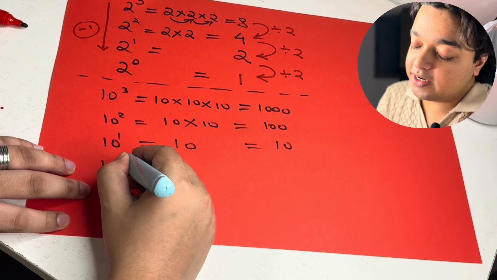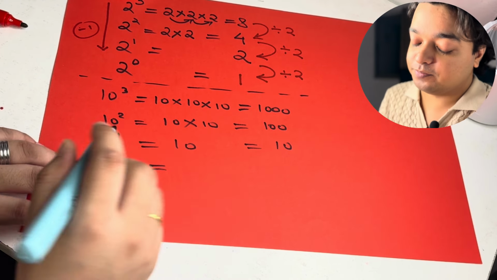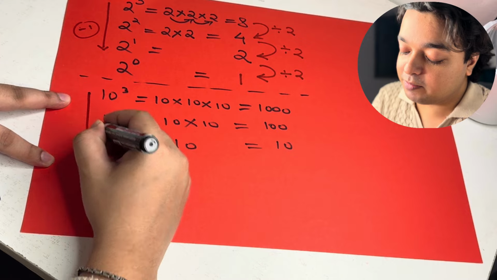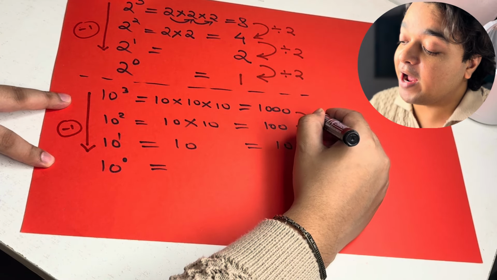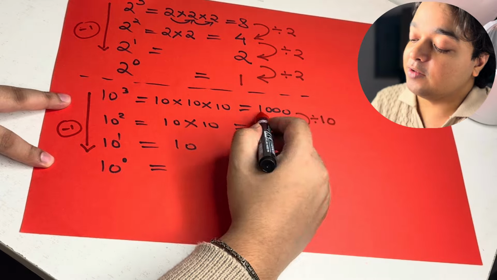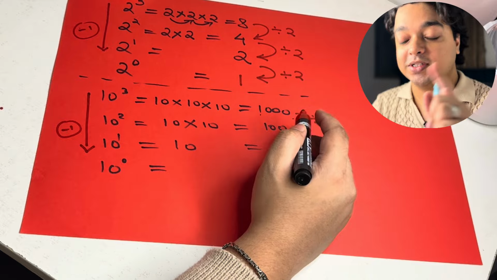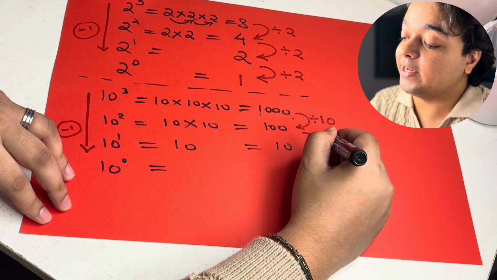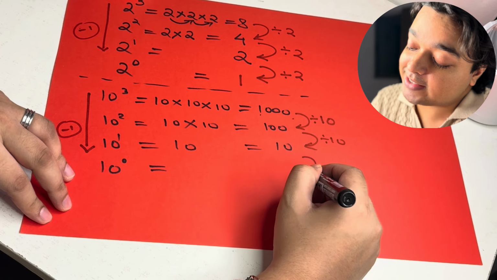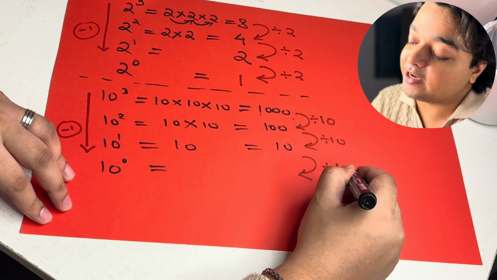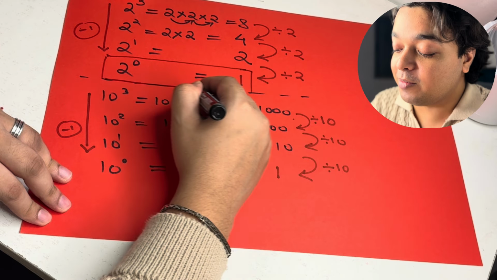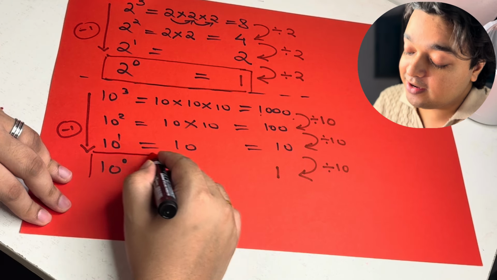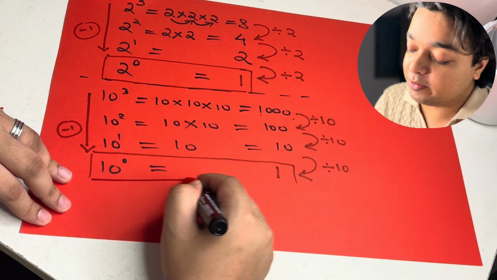Then what would be 10 raised to the power 0? Again, we are decreasing the power by 1. The answer is getting divided by 10. 1000 when divided by 10 equals 100. 100 when divided by 10 equals 10. So the next answer has to be 10 divided by 10, which is 1. 2 raised to the power 0 came out to be 1. Here 10 raised to the power 0 again came out to be 1.